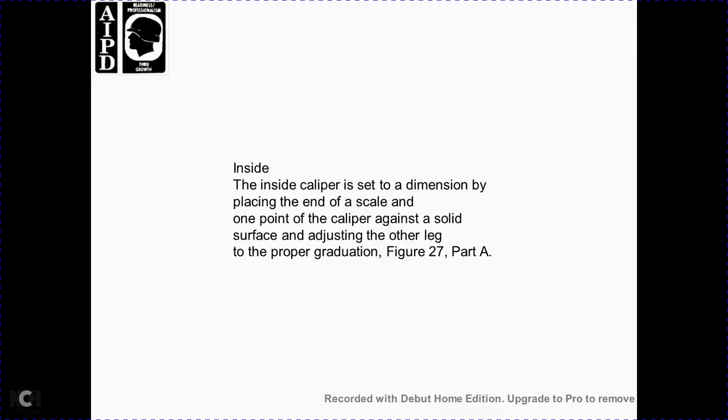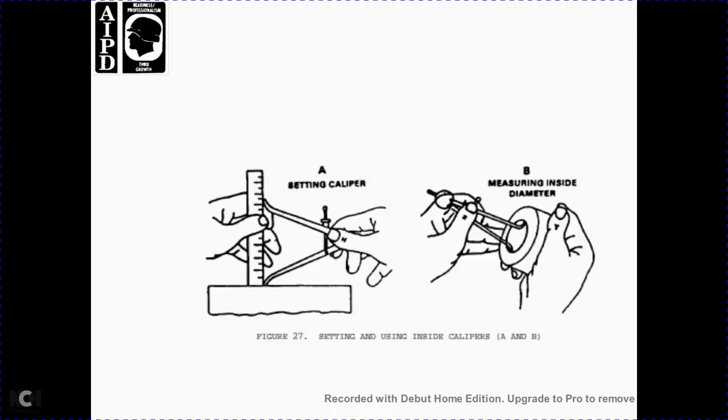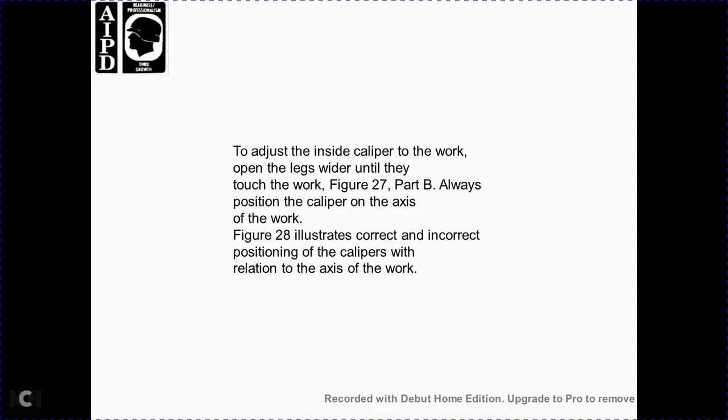An inside caliper is set to a dimension by placing one leg on the end of the scale with one point of the caliper against a solid surface and the other leg at the proper graduation. Figure 27 part A. Figure 28, setting and using the inside calipers A and B, setting the caliper, and measuring the inside diameter B. To adjust the inside caliper to the work, open the legs wider until they touch the work, as in Figure 27B. Always position the caliper on the backside of the work.